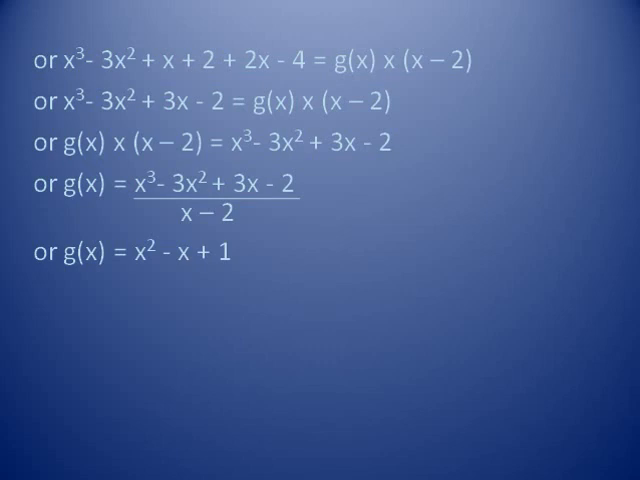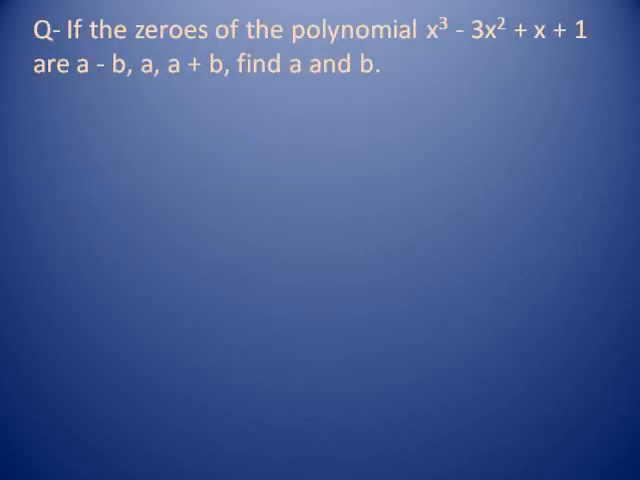One more question we are going to discuss here: if the zeros of the polynomial x cube minus 3x square plus x plus 1 are a minus b, a, and a plus b, find a and b. So here we have been given a cubic polynomial, p(x) equals x cube minus 3x square plus x plus 1. Since it is a cubic polynomial, it has 3 zeros, as you have already been told that the number of zeros is equal to the degree of the polynomial. So the degree is 3, so the number of zeros will be 3.